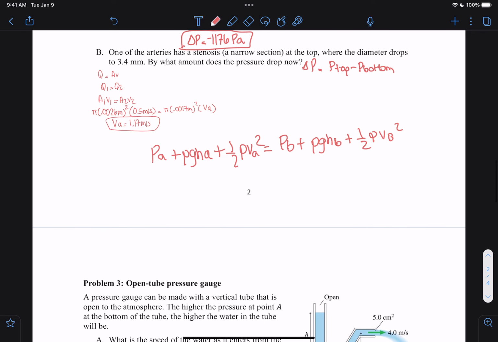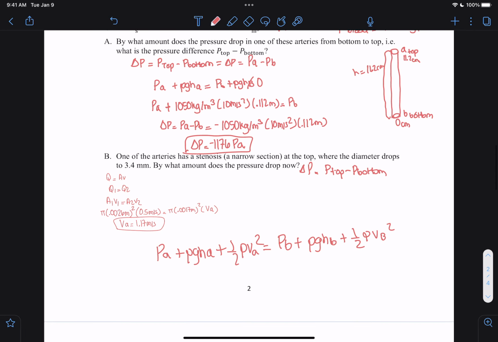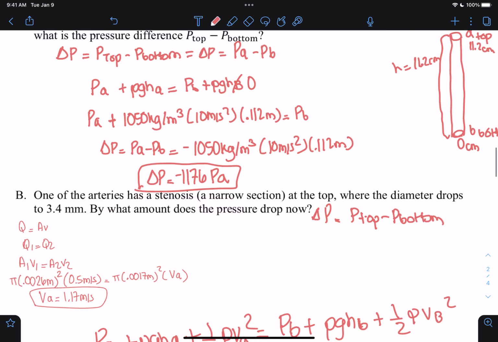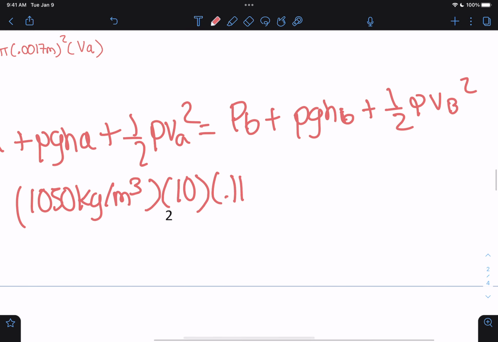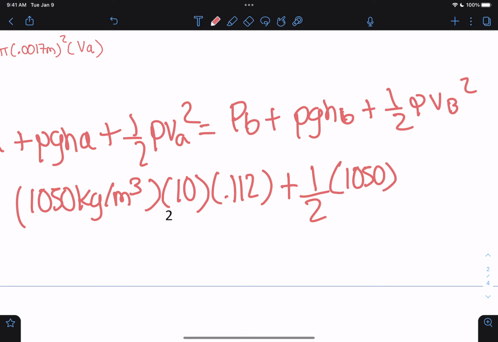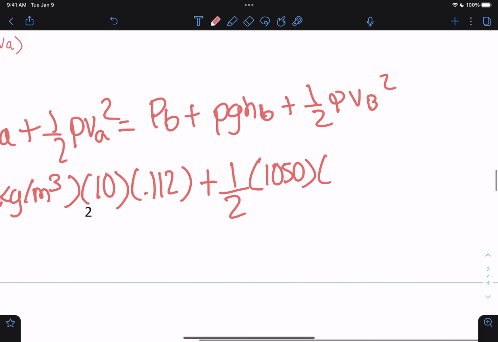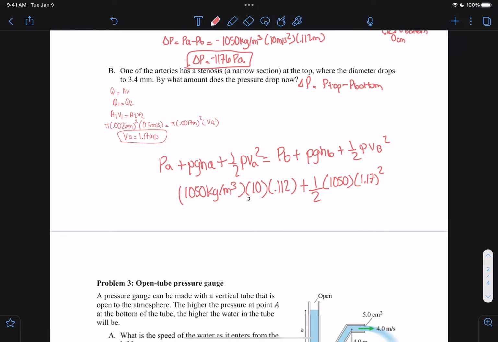Well, what was it? So for the density, it was 1,050 kilograms per meter cubed for the density of blood, times, I'm going to forego some of the units here, 10 meters per second squared times height. At A, that was the 11.2 centimeters, which is 0.112 meters. And then plus 1/2 times the density again, times the initial speed through that relaxed point, and then square that.